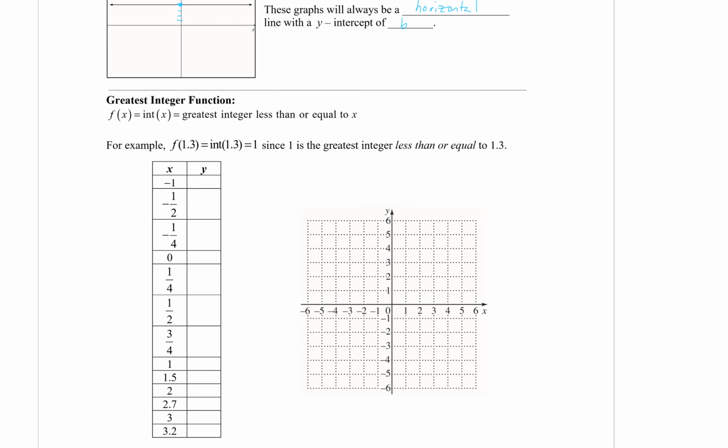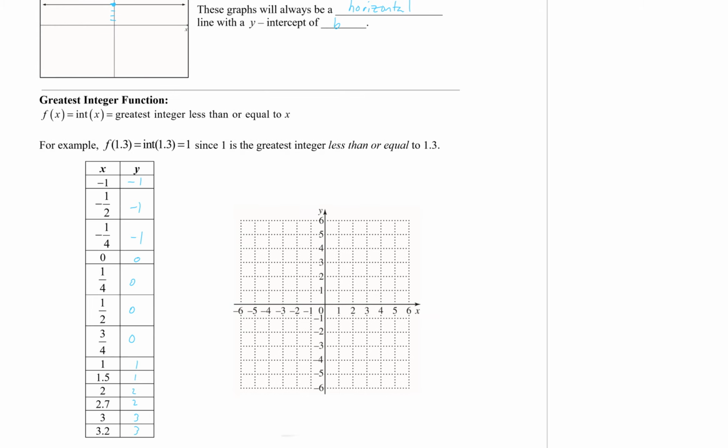Alrighty. The greatest integer function, I'm surprised that's there. I'm confused by that, but it is what it is, right? So anyhow, the greatest integer function is always rounding down. So the greatest integer of -1 is -1. Of -0.5 is -1. It's always rounding down. -1. Excuse me. 0, 0, 0, 0, 0, 1, 1, 2, 2, 3, 3. So it looks like this.